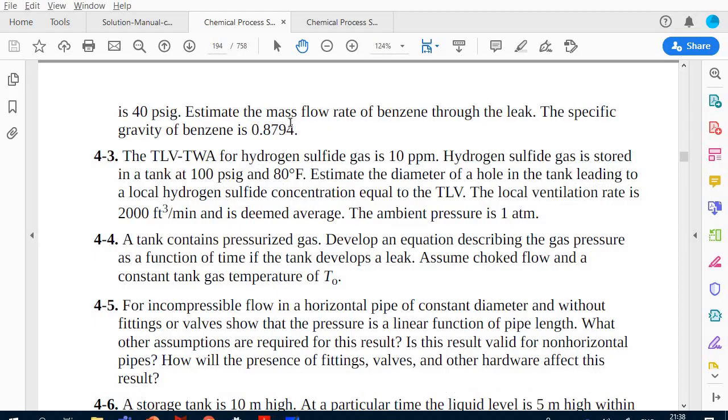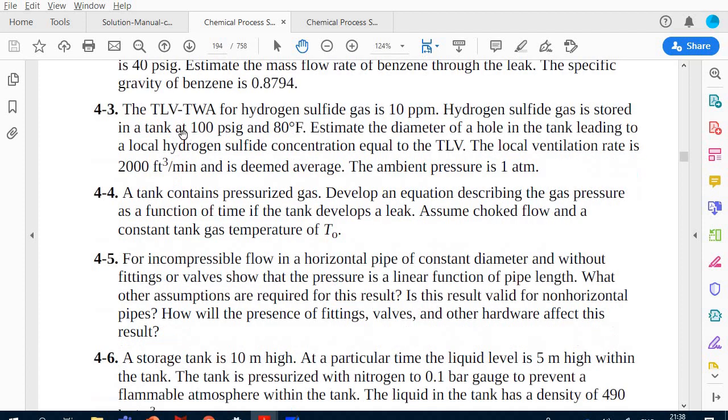Now let's go to 4.3, which says that the threshold limit value, the time weighted average for hydrogen sulfide gas is 10 ppm. Hydrogen sulfide gas is stored in a tank at 100 psig and 80 degrees Fahrenheit. So we have the pressure and temperature. Estimate the diameter of the hole in the tank leading to a local hydrogen sulfide concentration equal to the TLV.